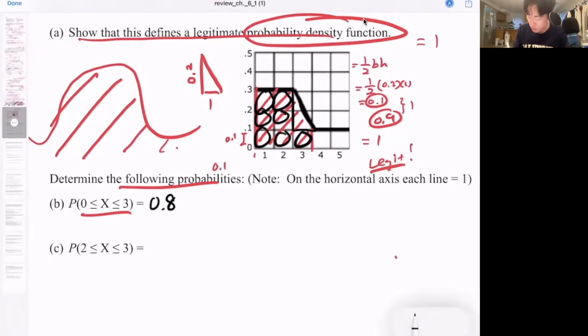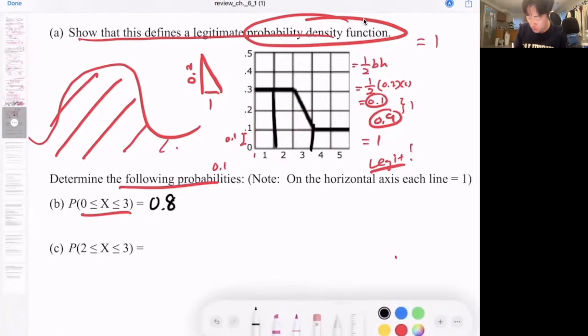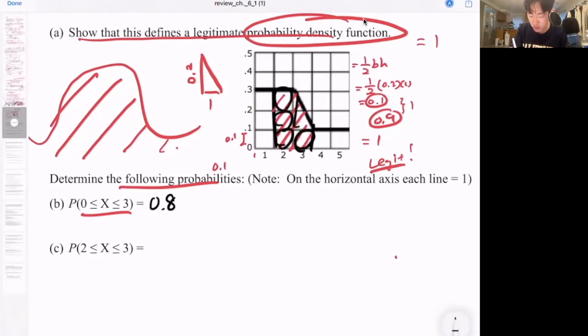Between 2 and 3, that is simply where the 2 starts to 3. So how many boxes do I have? 1, 2, 3, 4, and the triangle, which makes it 0.1. So that should be 0.5 in total.